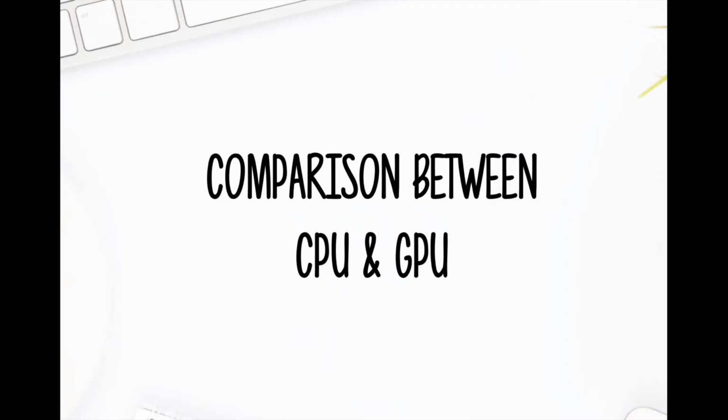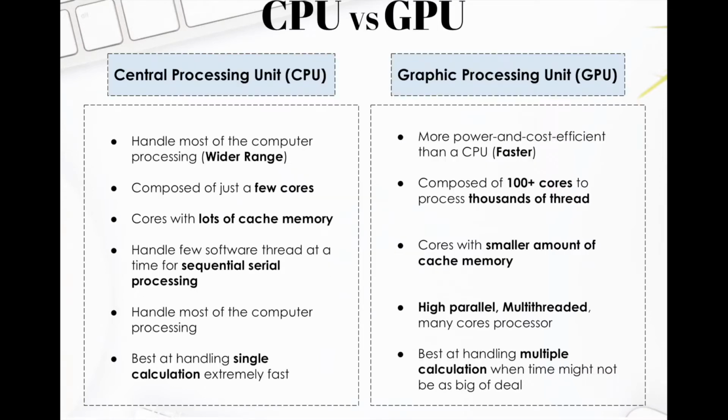The CPU has often been called the brains of the PC, but increasingly that brain has been enhanced by another part of the PC, which is the GPU. So what's the difference between CPU and GPU? CPUs have a larger instruction set so that they can perform a wider range of tasks. A GPU can only do a fraction of what the CPU can do, however, it does so with more speed and is more powerful and cost efficient than the CPU.